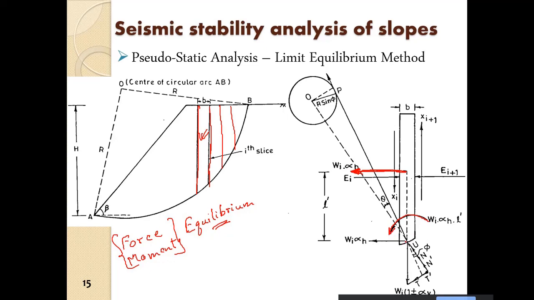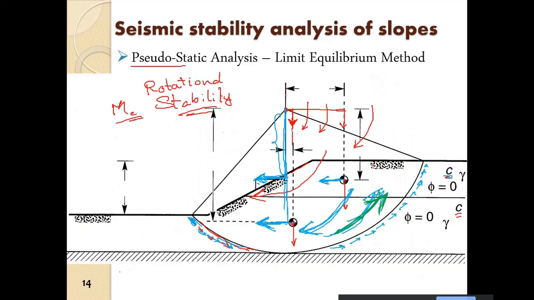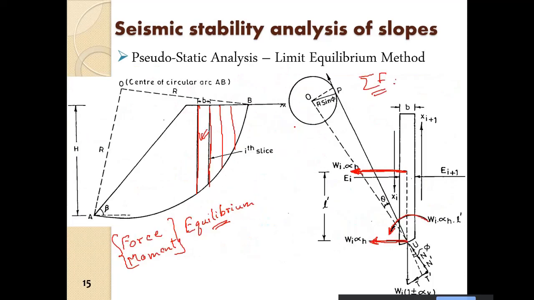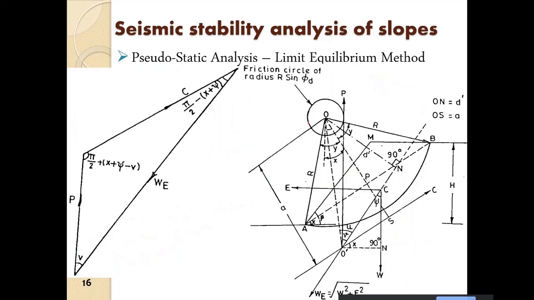So along with the destabilizing force, ultimately we have to find out the force equilibrium of this, the summation of destabilizing force and stabilizing force. Whatever we have discussed is the same thing, only that this is now a slice of the slope, and earlier we considered the entire slope as a wedge.